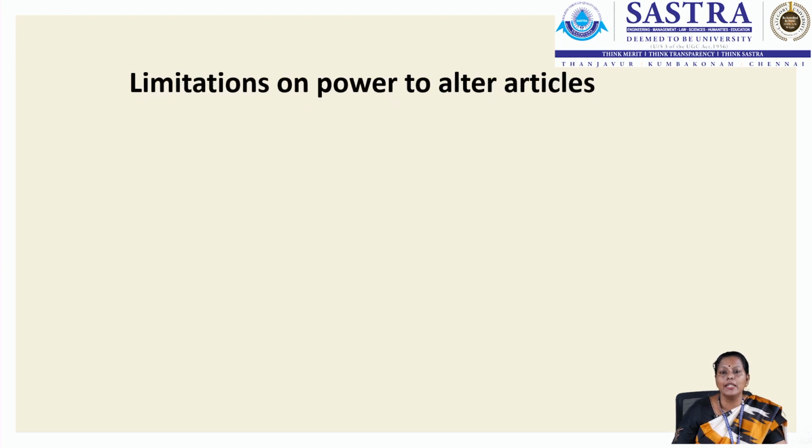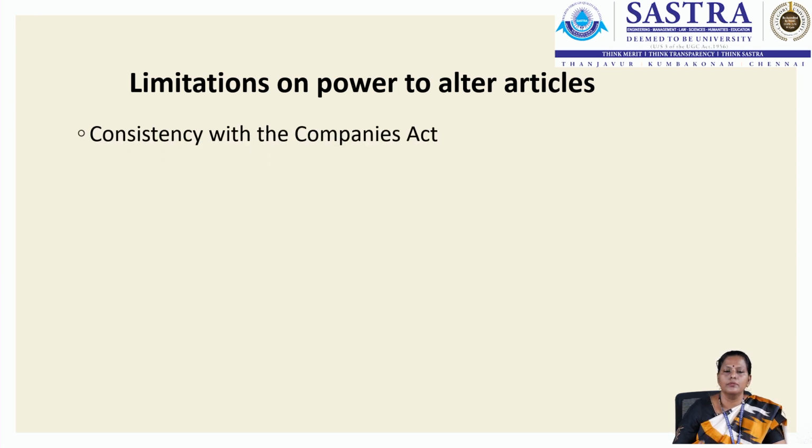Next, let's look at the limitations on the powers to alter the articles. The first is with respect to the consistency with the Companies Act. Whenever any changes are made in the Article of Association, it should be within the provisions of the Companies Act 2013. If it violates any of the provisions of the Companies Act, then such alteration is definitely not allowed.